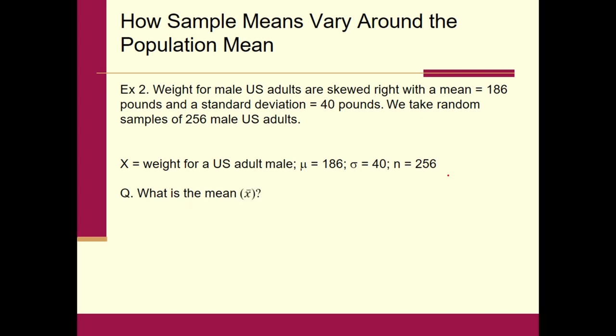What is the mean of the sampling distribution of X bar? It should be whatever the value of mu is. 186.